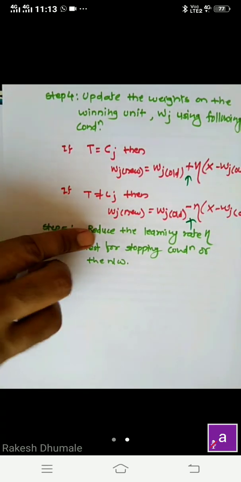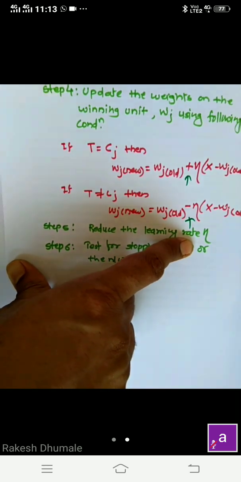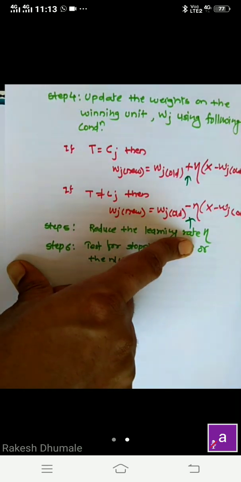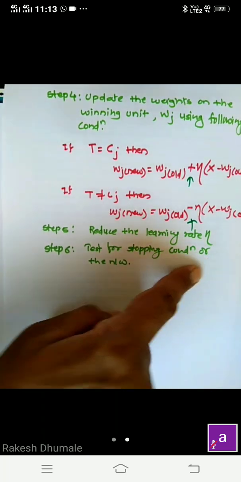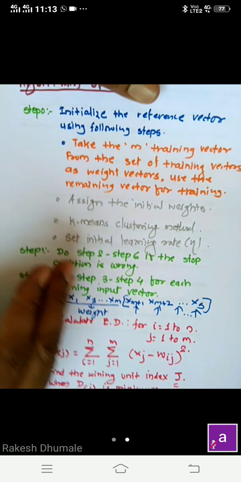Then step 5, reduce the learning rate. How to reduce the learning rate? It may be new eta is equal to eta into 0.5, so it is reduced by half. Again, the last step is to test the stopping condition of the network. So this is a very simple algorithm. It was already used in KSOFM.